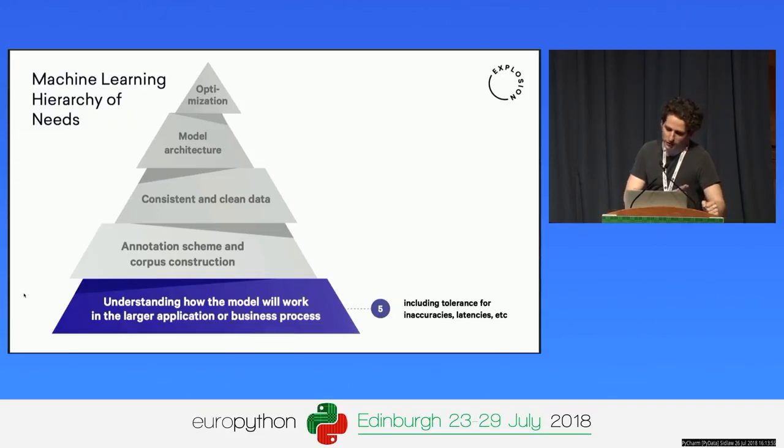Okay, we can start thinking about this as kind of a hierarchy of needs. And I think at the base of this pyramid, the core, food and shelter level of this hierarchy of needs, is understanding how the model will work in the larger application or business process. So having a clarity of what we're trying to do and where the value is going to come from. What are we trying to ship? How's it going to work in the rest of our application? Why do we need machine learning at all? What can we do without? That sort of clarity of purpose.